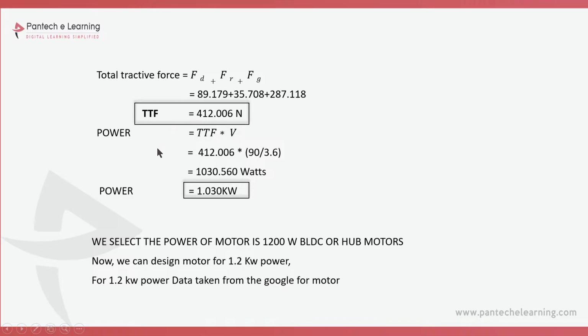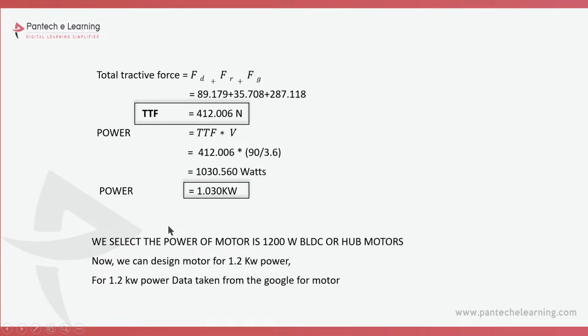Now power equals total tractive force into velocity. We directly substitute. To simplify, 1000 divided by 3600, so 10 by 3.6, we can simplify it. In the same way we can simplify here with 3.6. So the power required is 1030 watts.